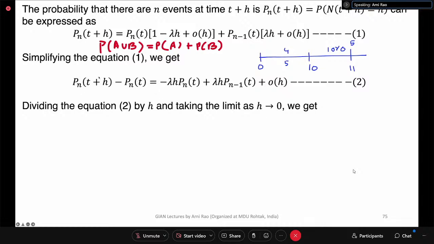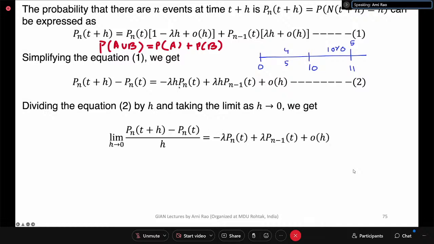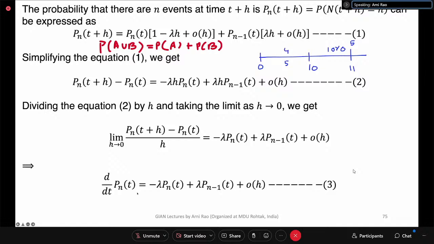This becomes a limit as h goes to 0. See this part. So take the limit, and on the right-hand side, if you divide by h, the h gets cancelled. That means minus lambda P_n(t), the h gets cancelled. But the left-hand side becomes P_n'(t). This is the definition of the derivative. So this becomes d/dt of P_n(t) equals minus lambda P_n(t) plus lambda P_{n-1}(t), plus order of h. So this becomes a differential equation.